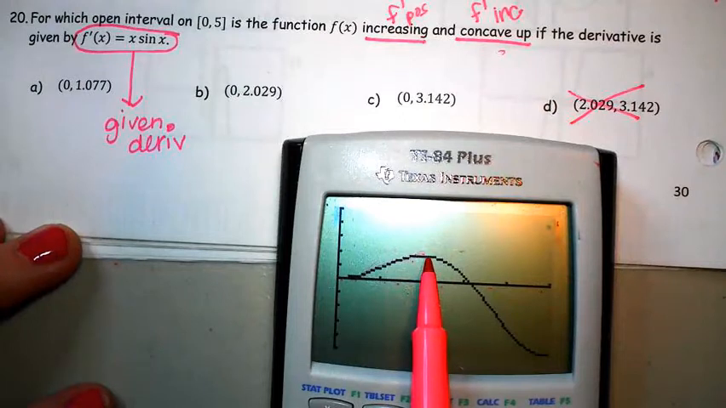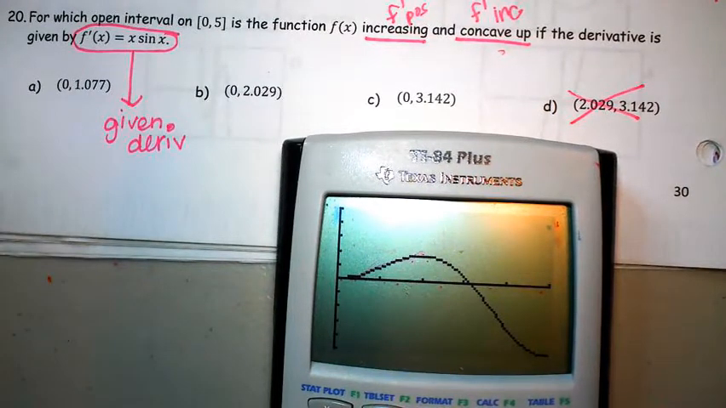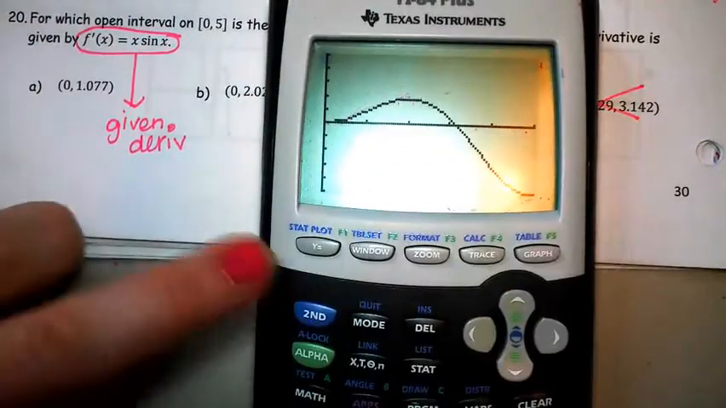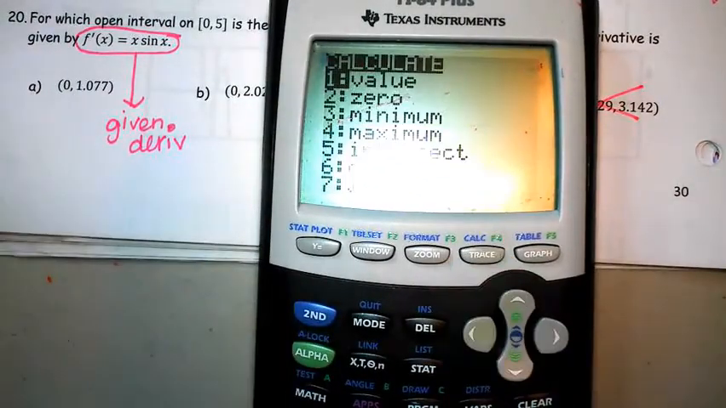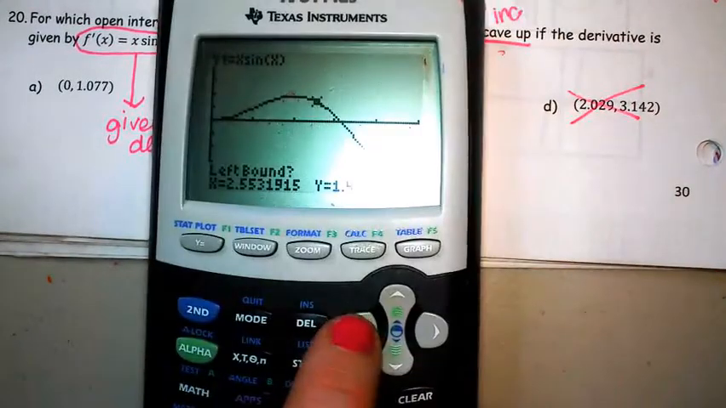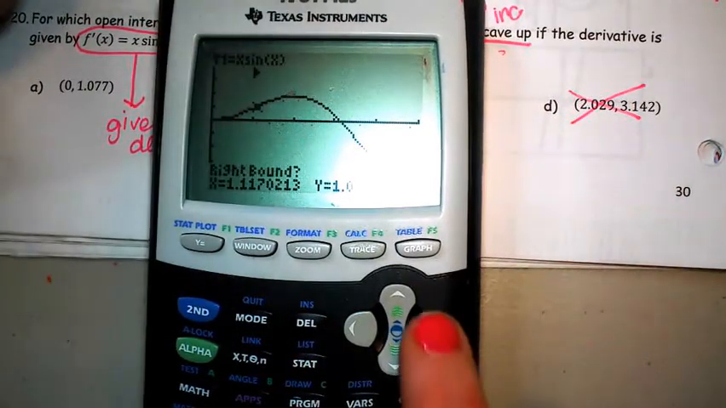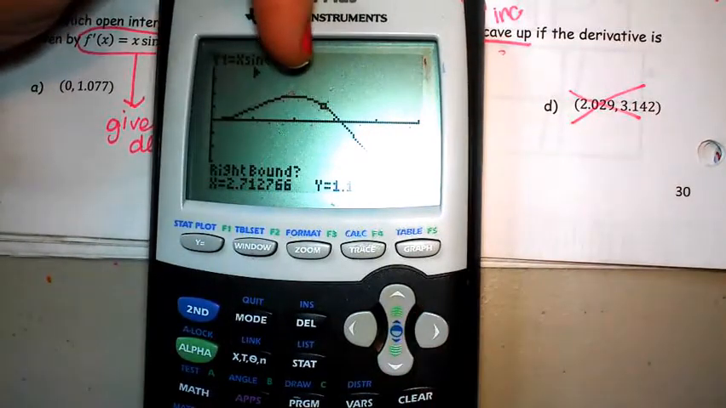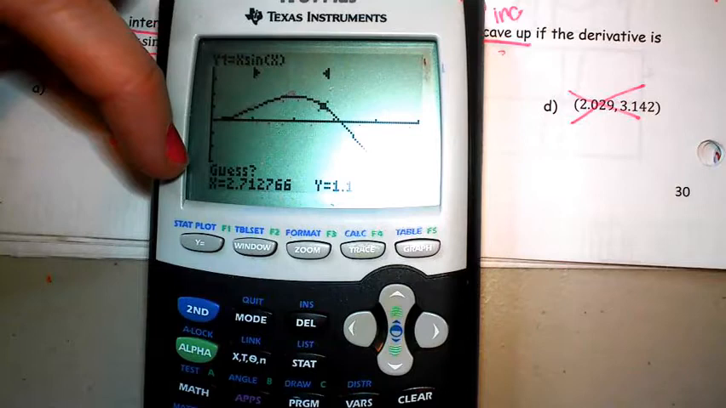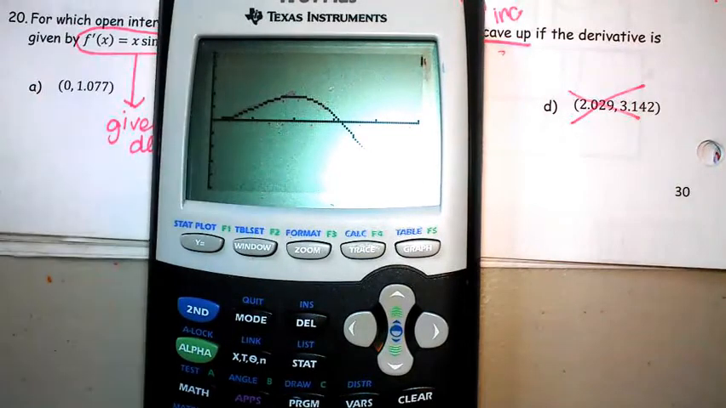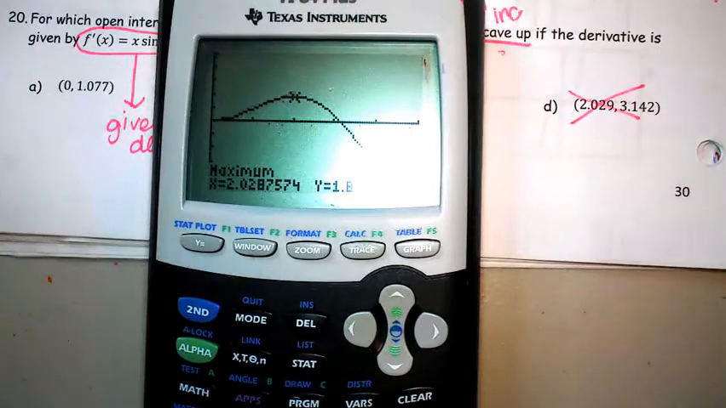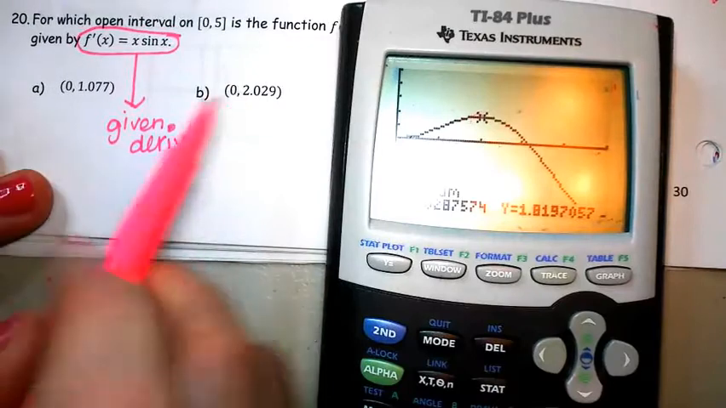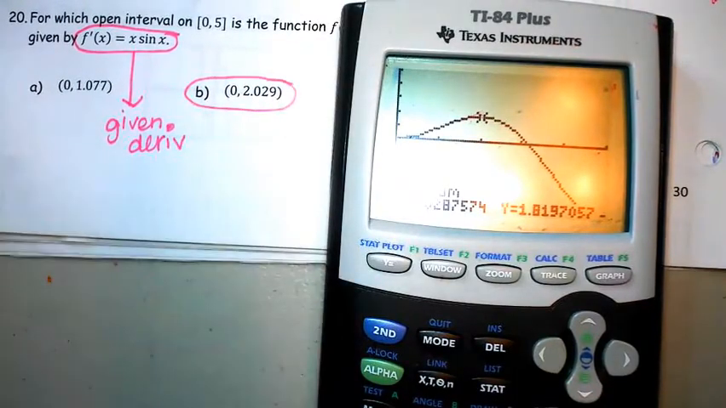We just have to remember back to algebra 2 or maybe algebra 1, how to find a maximum on your calculator, maybe pre-calc. We hit second trace. The fourth one down is maximum. It asks you for left bound. We just scoot our cursor to the left of the maximum, press enter. Right bound, move your cursor anywhere to the right of the max, press enter. It gives you a guess. Do not write that guess down or think that's your answer. Press enter one more time and I get 2.02875, etc. B is going to be my answer.